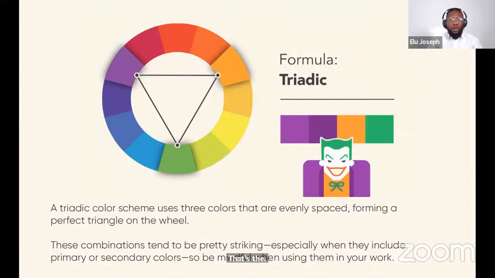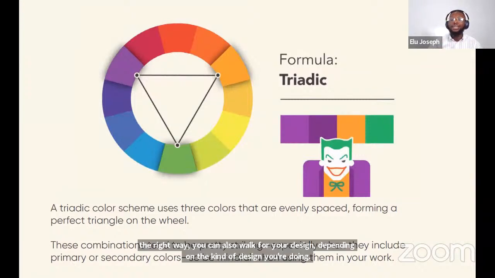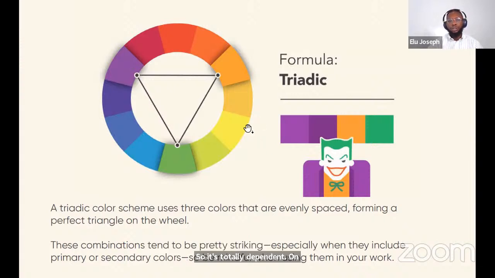Okay. So I mentioned when I was talking about typography that you select a font based on the language of your communication. Same thing applies to color. You pick a color based off of what you're trying to communicate because colors have emotions. So this clown you see here is a clown, and obviously this color fits a clown perfectly. But if you use these colors in the right way, they can also work for your design, depending on the kind of design you're doing. So it's totally dependent on the kind of design you are doing. All right.